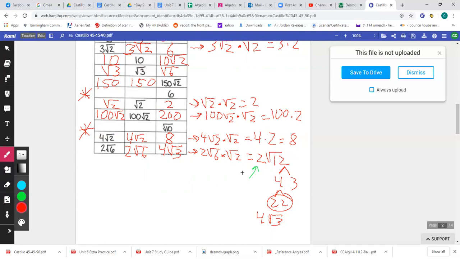Okay. Now, I'm actually going to get back to, I'm not going to worry about this root 10 one. I don't need to worry about that one. I'm going to worry about this one here.